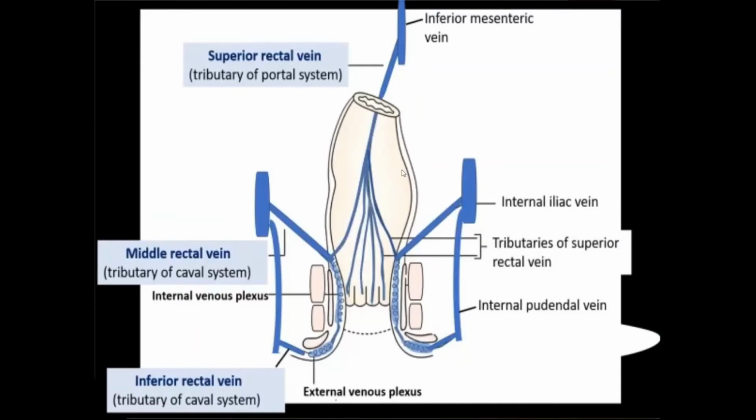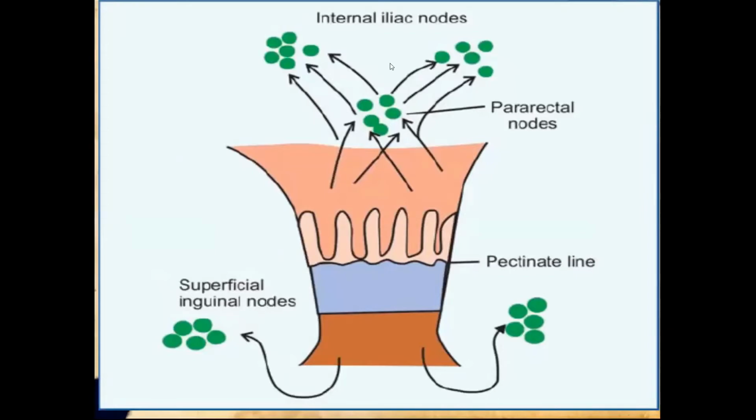This is the lymph node drainage. You see the pararectal lymph nodes, then going to the internal iliac lymph nodes and the inferior mesenteric lymph nodes. This is above the dentate line. Below the dentate line, it drains to the superficial inguinal lymph nodes bilaterally. Clear? Yes.